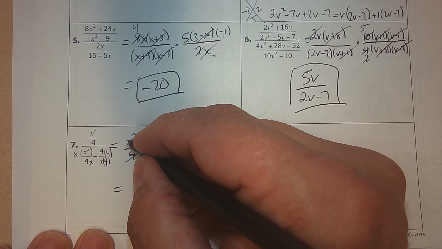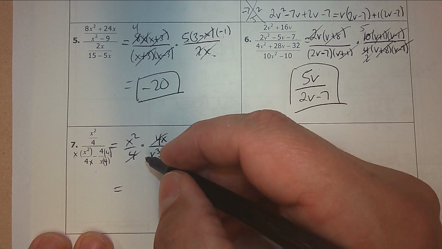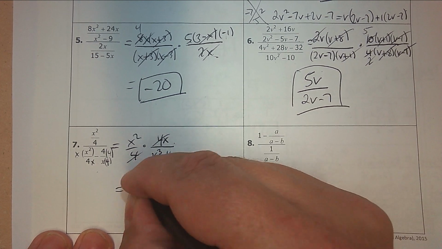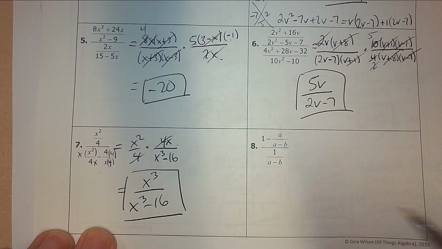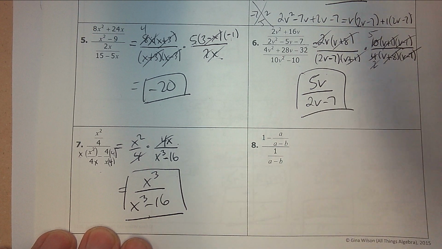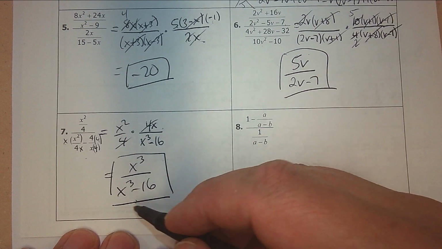X squared times x is x cubed, but don't make the mistake that the x cubes can simplify. So if it said x cubed subtract 16, they would, but I can't take half the binomial and decide. So only when things are multiplying can I divide them out.